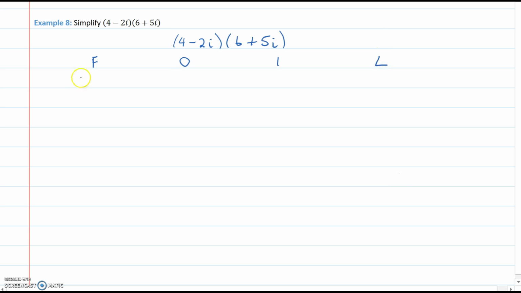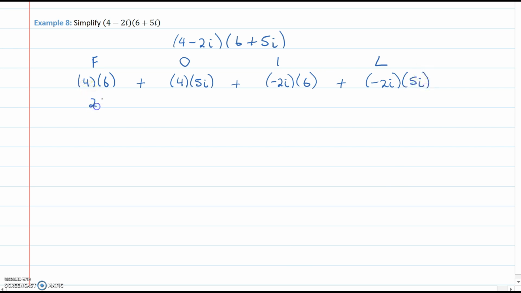So if we're going to do it here, the first FOIL is the first in each, so that's 4, and 6 is the first part of each parenthesis. The O is the outside of each parenthesis, so that would be the 4 and the 5i. And the I stands for the inside, so that's negative 2i by the inside is 6. And the last in each is negative 2i times 5i.